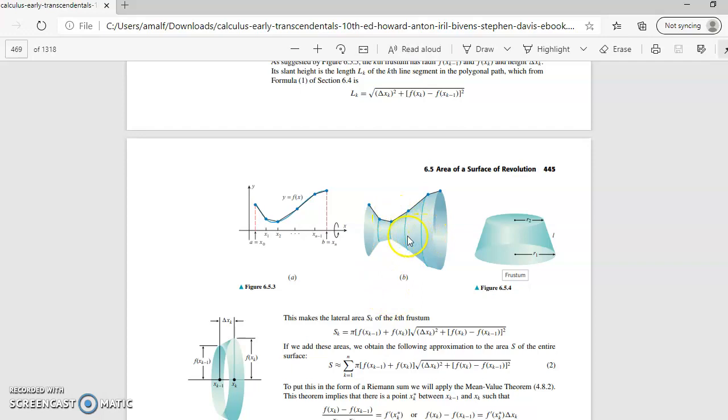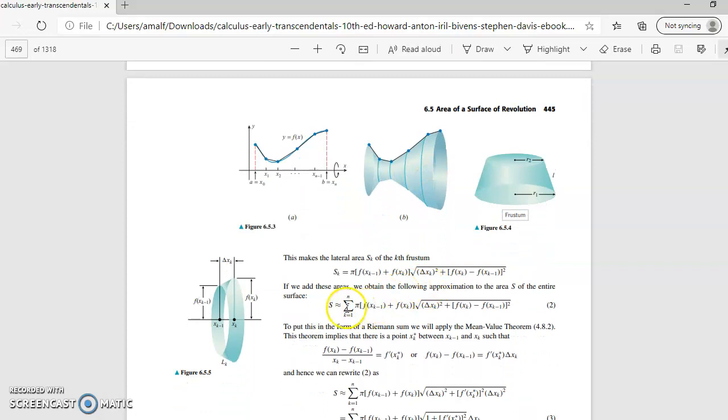Now let us add up all the surface areas of the frustums. So therefore we will get S approximately equal to the summation k equal to 1 to n of pi times f of xk minus 1 plus f of xk, into root of delta xk square plus f of xk minus f of xk minus 1, whole square.